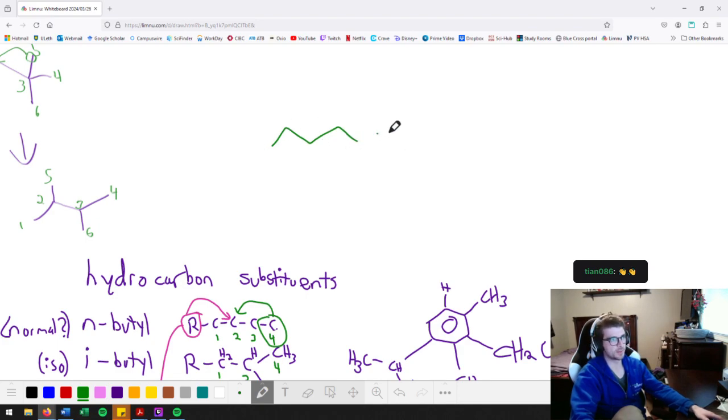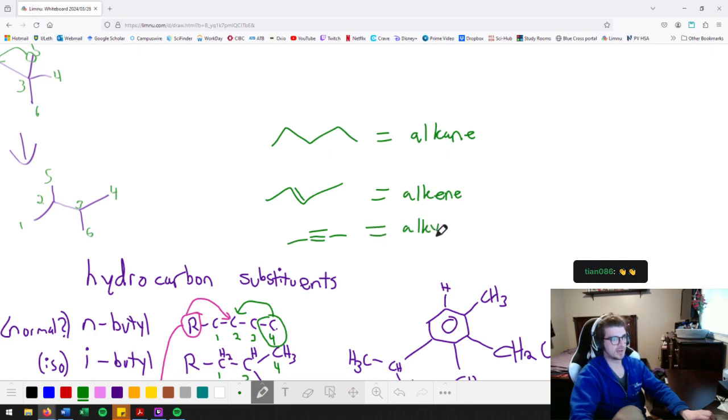All saturated, all single bonds is an alkane. If you've got something like this, and you've got a double bond between two of the carbons, that is an alkene. And if you've got a carbon-carbon triple bond, then that makes it an alkyne. So, in the order of these saturations: fully saturated, alkane; double bond, alkene; triple bond, alkyne.